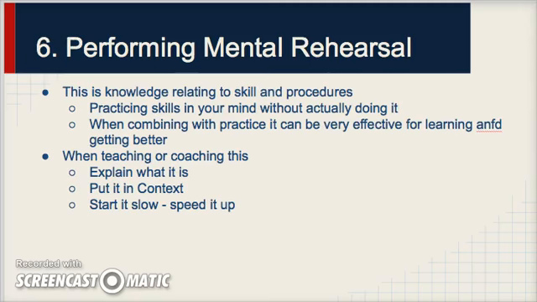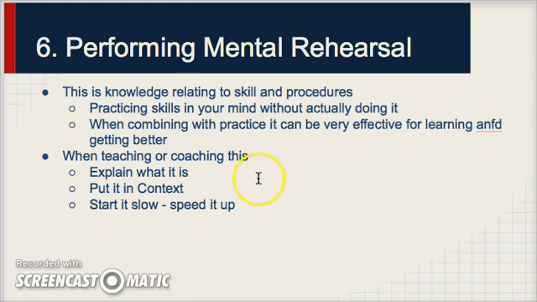The last one is performing mental rehearsal. For sports guys in here, this is a great thing that you guys have probably all done before. This is knowledge relating to skill and procedures. It's practicing your mind without actually doing it. So you can imagine just going through plays in your mind and going through them and imagining what your feet are going to be doing, imagine what your hands are going to be doing.